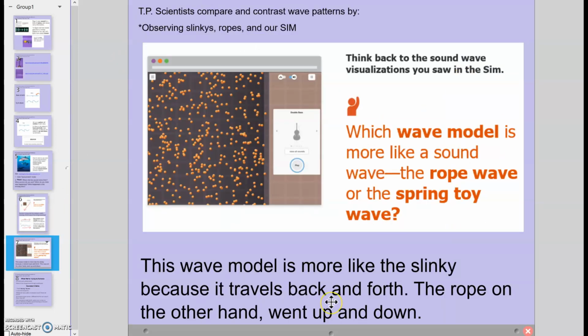We talked about this a little bit, but the wave pattern that we saw in the sound wave in our sim was more like the slinky because the waves were traveling back and forth. The rope, on the other hand, its wave pattern was up and down. So we could say sound waves are similar to a slinky.